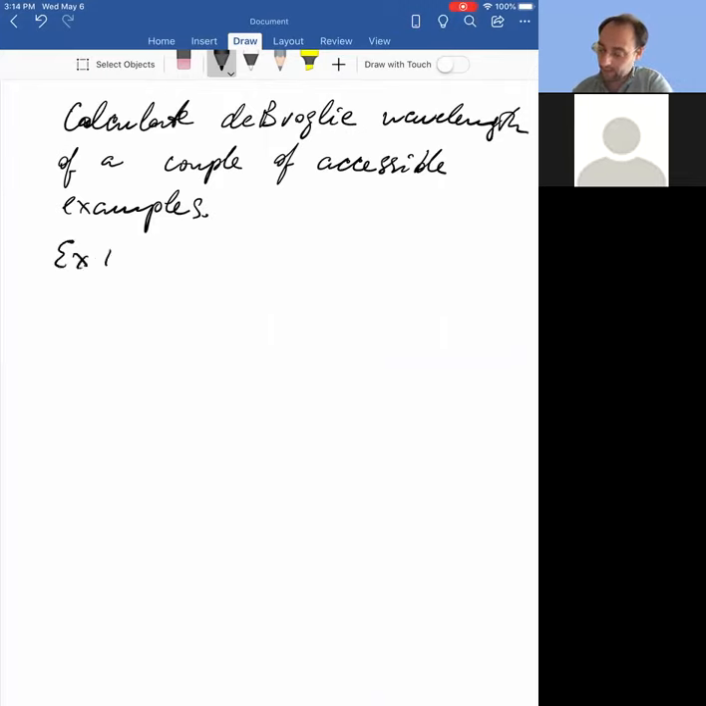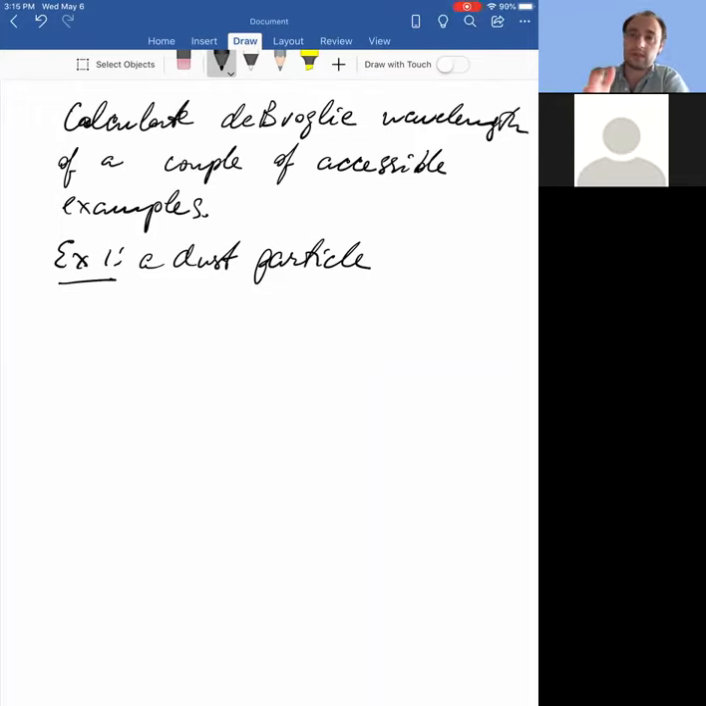Example 1, a dust particle. Do you guys have any sense of how big a dust particle is? The reason I always scratch my nose is because for some reason this spot has a lot of dust from the cooling vent and heating vent. But my point is they come in different sizes, but it's typical to have a dust particle like a micrometer size. And let's say it's a round dust particle.